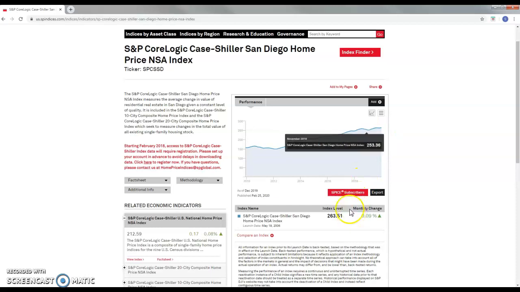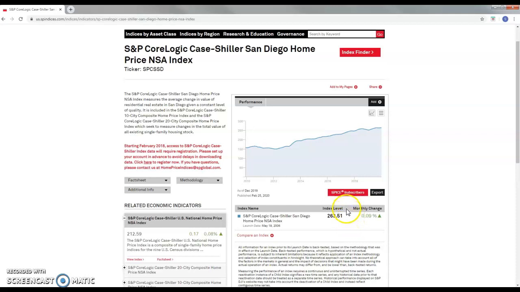And what this index means, like all indices, is relative to a base period. So 263.51 means that we are 263.51% of the base period. Remember, the base period is always indexed at 100. Another way to think about this is if you take the index in a certain period and you subtract 100, that will give you the percentage change to the most recent period.